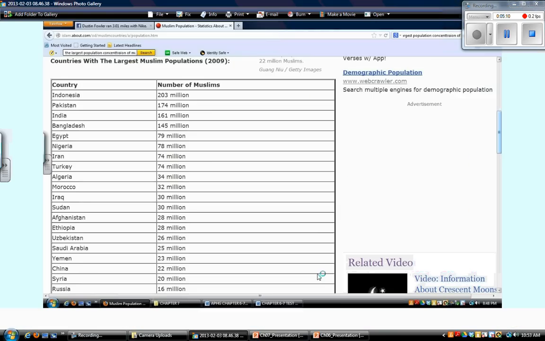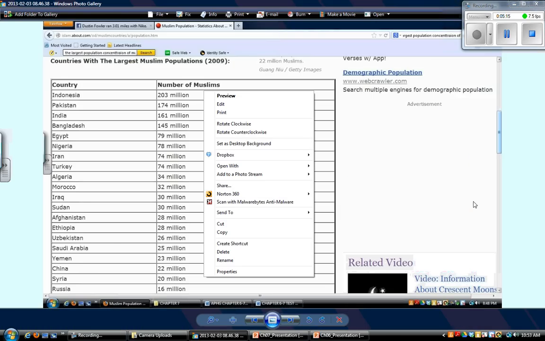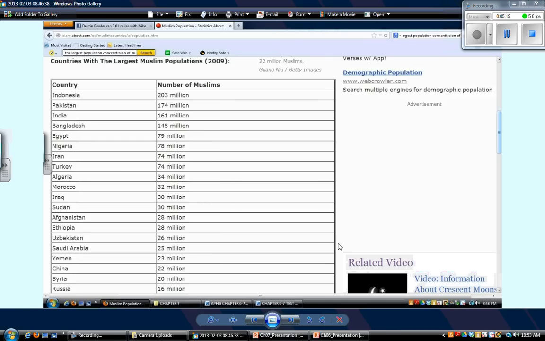There we go. Okay, super cool. This is a picture that I took off the internet. I thought that I made it look a little bit better, but even still, what it does is it shows you countries with the largest Muslim populations. Notice the countries that are at the top of that list.